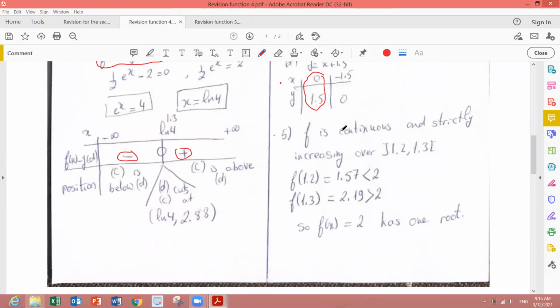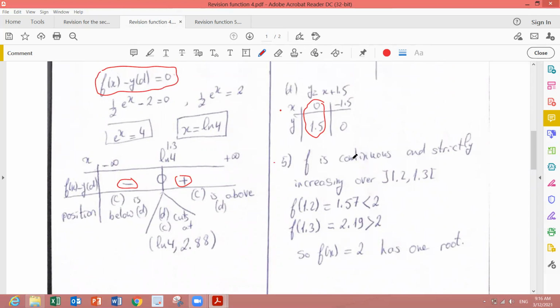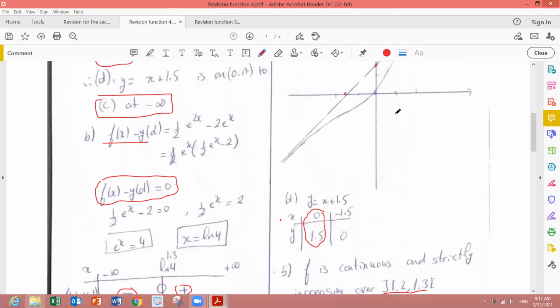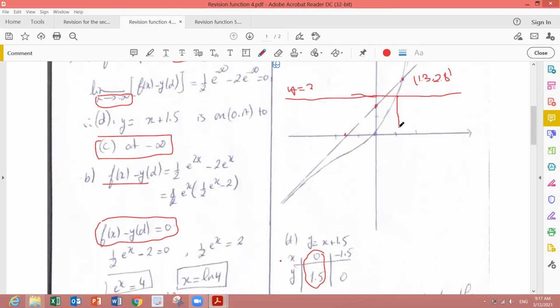So here we say f is continuous and strictly increasing. It is increasing all over, so it is strictly increasing over [1.2, 1.3]. f of 1.2 is 1.57, which is less than 2. Pay attention here, we are solving f of x equal to 2, not equal to 0. If it were equal to 0, one of them would be negative and one positive. Here, one of them should be less than 2 and one greater than 2. f of 1.3 equals 2.19, which is greater than 2. So f of x equals 2 has one root, alpha, between 1.2 and 1.3.